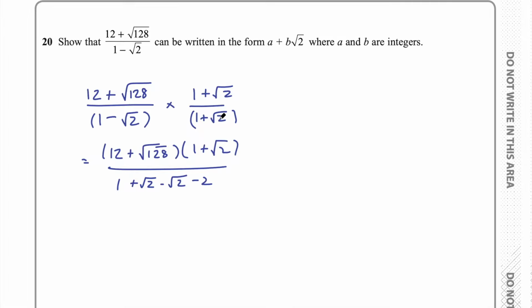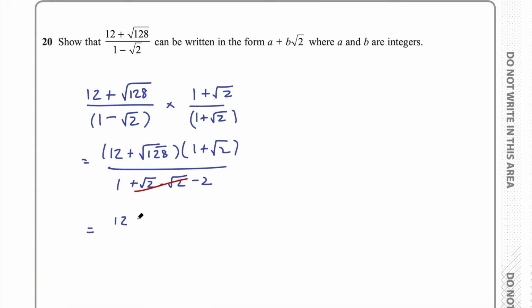So root 2 times root 2 is just 2, and that'll be a negative. So you can see here why we've done that. We've got a plus root 2 and negative root 2, which we can just cancel out. So all we're left with on the bottom line is a negative 1. On the top line, we'll have 12 times 1, which is 12.